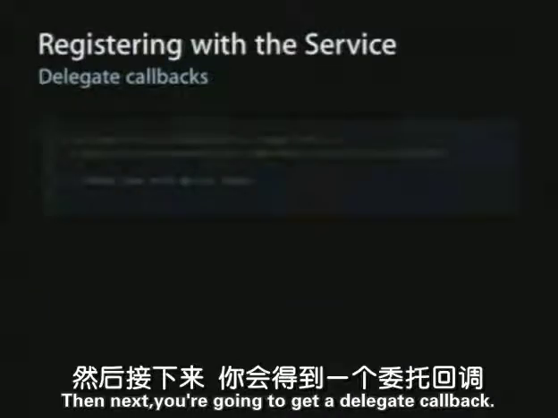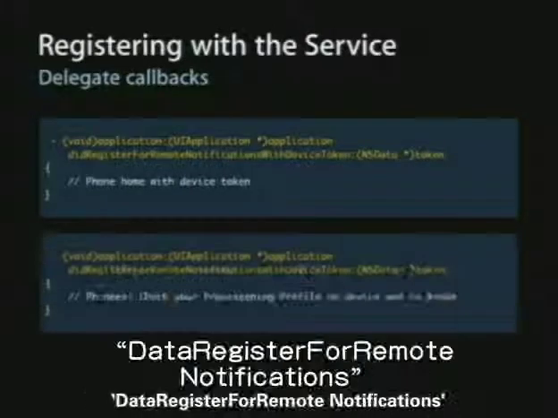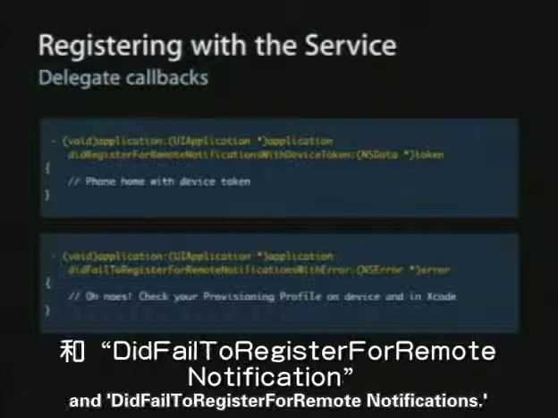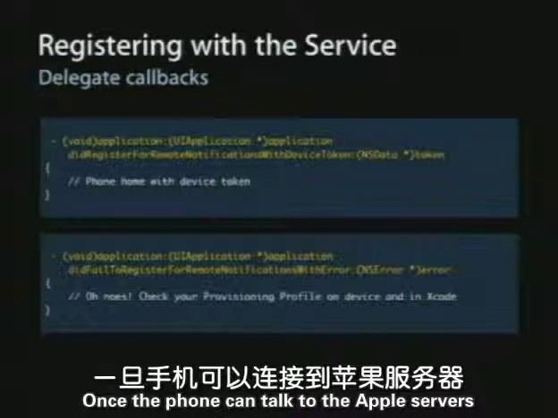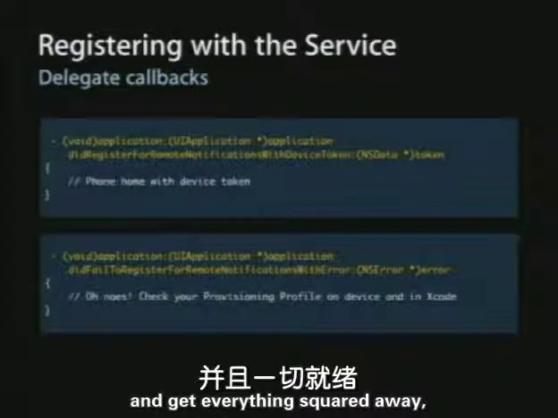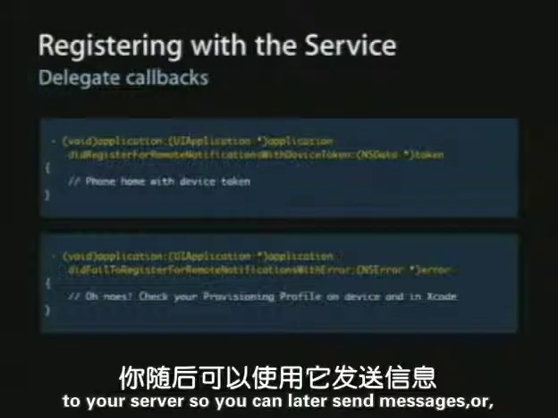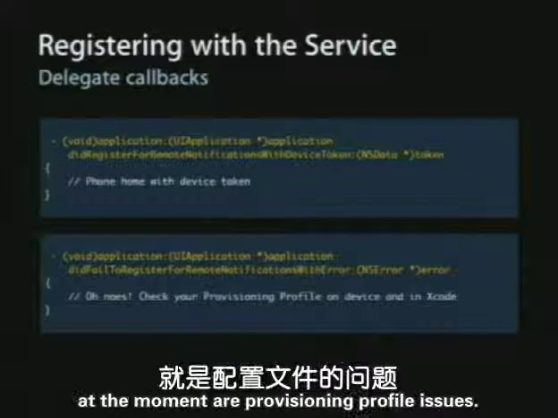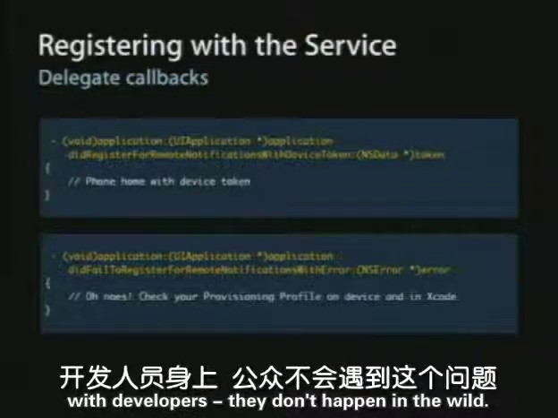Then next, you're going to get a delegate callback. You need to implement these two methods, didRegisterForRemoteNotifications and didFailToRegisterForRemoteNotifications. One of these is going to be called at some point after you register. Once the phone can talk to the Apple servers and get everything squared away, it's going to tell you either, yeah, we connected, everything's great, and here's your device token to hand to your server so you can later send messages, or something's wrong. And the only things that go wrong at the moment are provisioning profile issues. So check it, try again. And this, of course, only happens to developers. It doesn't happen in the wild.